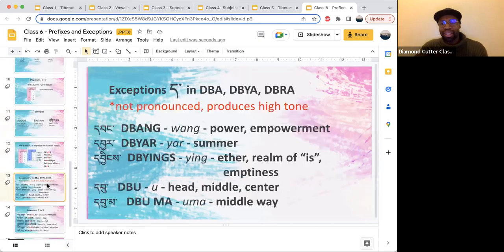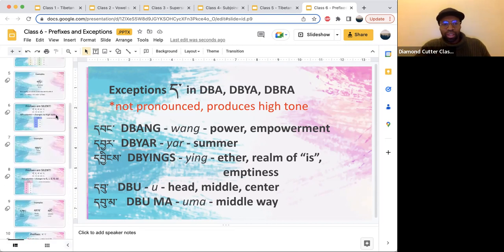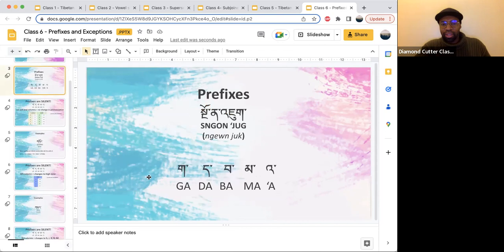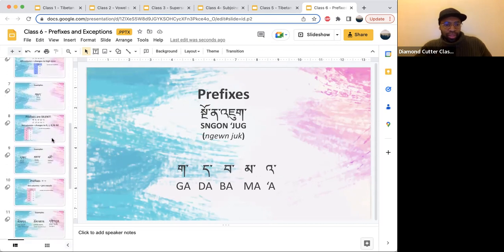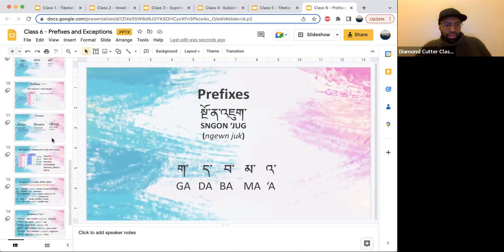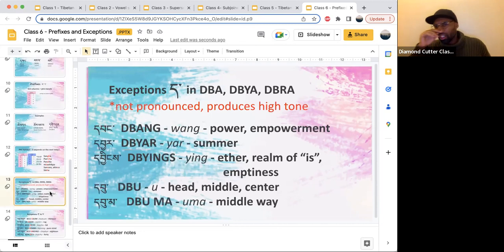Okay. Now, the more complicated rule that I skipped a couple classes ago. Now we're into the exceptions. We're finished with prefix letters. You have to memorize them. There's only 5 of them. These are them: Ga, da, ba, ma, a. Just find a fun way to memorize them. They're also on the list of suffix letters, and they're not head letters. That's how I did it, but you can figure out your own way. And I just told you all the rules.